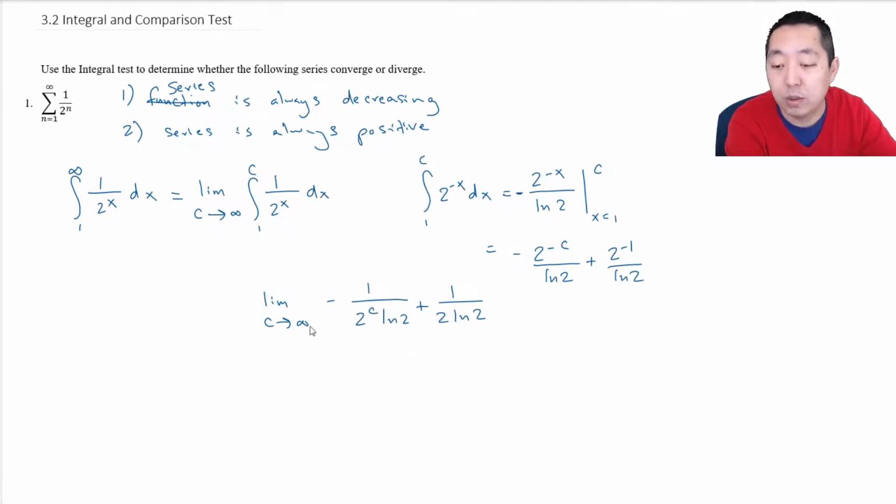But as c goes to infinity, this whole thing is going to go to 0, because the denominator is going to go to infinity. 2 to the infinity is like infinity. And so this approaches 1 over 2 natural log of 2. And this is a convergent value. Because it's a finite value, it means it converges. And because the integral converges, the series also converges. And so we're done.